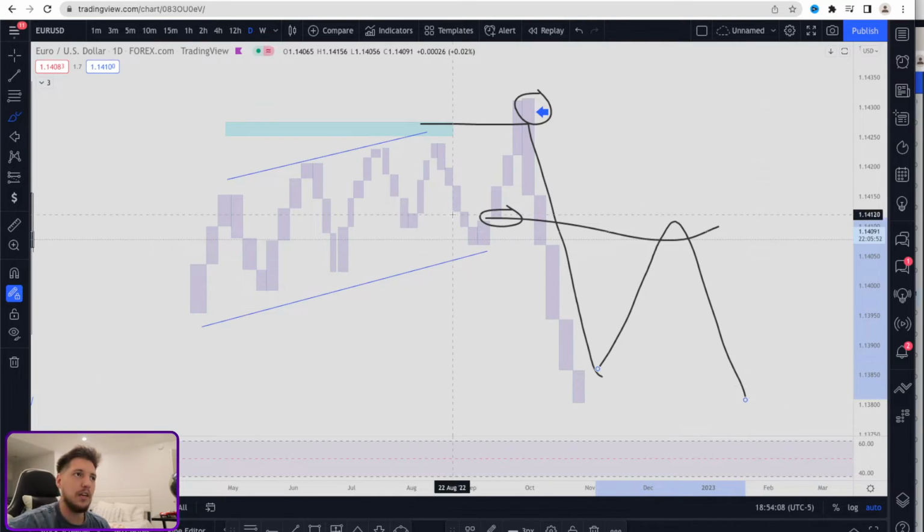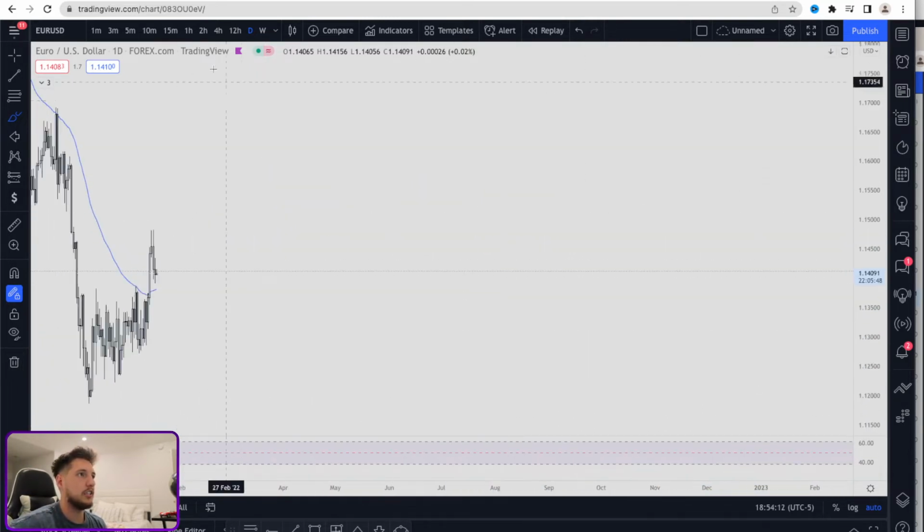So when it comes to collecting orders, guys, let's go over here onto the chart so that way I can show you as a quick visual.